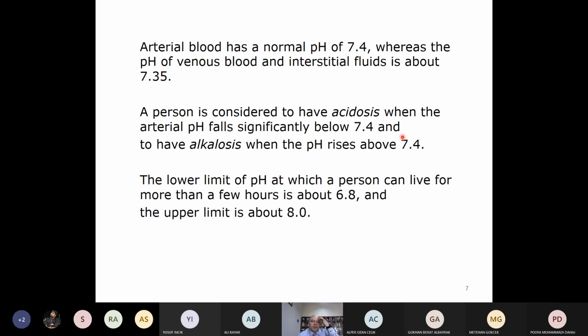The lower limit that a person can survive is 6.8. If it is lower than 6.8, after a few hours the person is going to die. The upper limit is 8. So the highest 8 and the lowest 6.8, a person can stand for a while and then die.